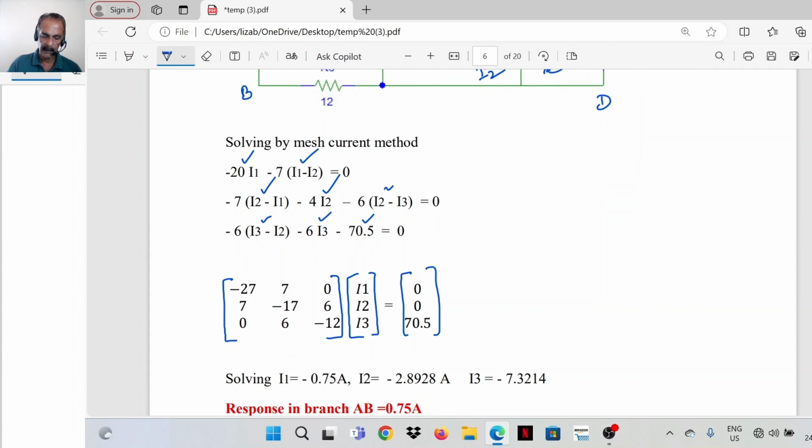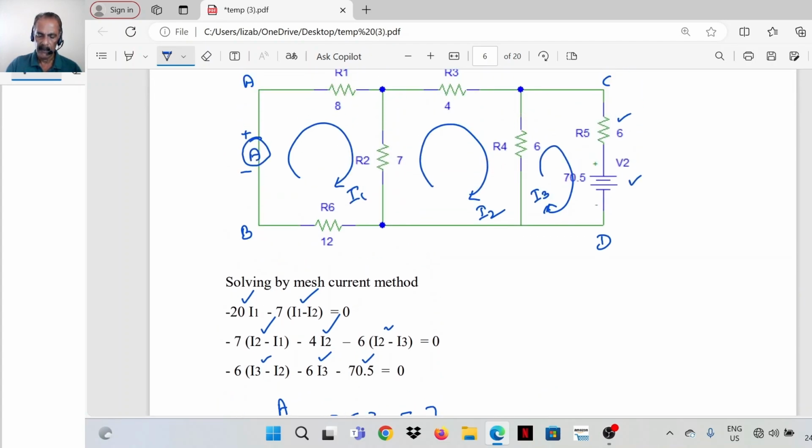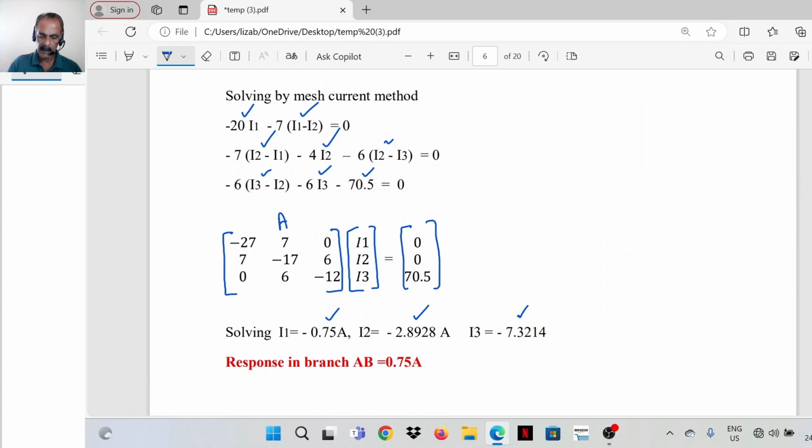So simplify it. I1, I2, I3 is equal to the inverse of this matrix, let's take it as A inverse, into 0, 0, 70.5. You will get I1 is minus 0.75, I2 minus 2.89, I3 is minus 7.32. So all the assumed directions of current are to be reversed; the opposite is the actual direction of the current. Now we are getting the response in branch AB as 0.75 ampere.